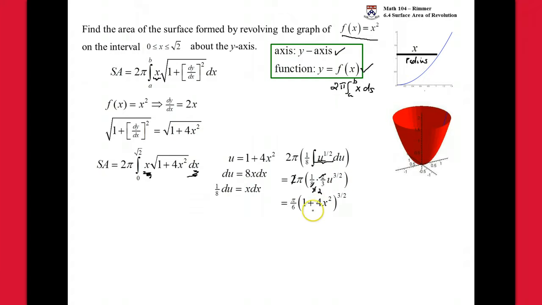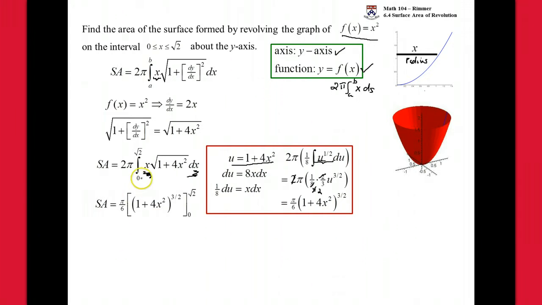So we're talking about pi over 6 times u to the 3/2, and then go back and replace what u was. U was 1 plus 4x squared. So this u substitution here on the side, it's kind of like side work. It helps us to find out that this antiderivative is pi over 6 times 1 plus 4x squared to the 3/2. Evaluate from 0 to root 2.